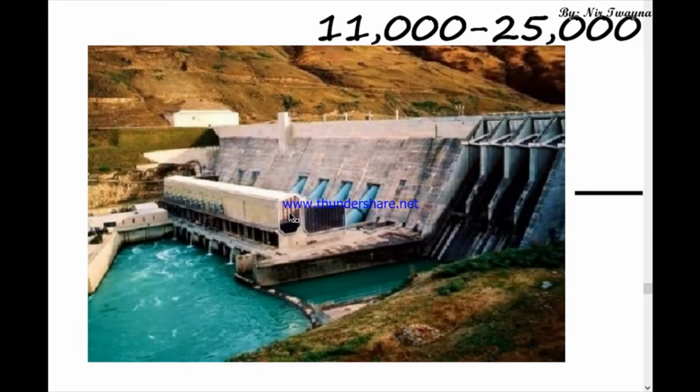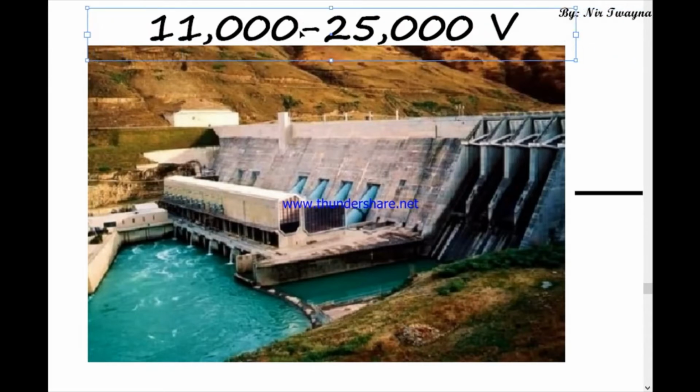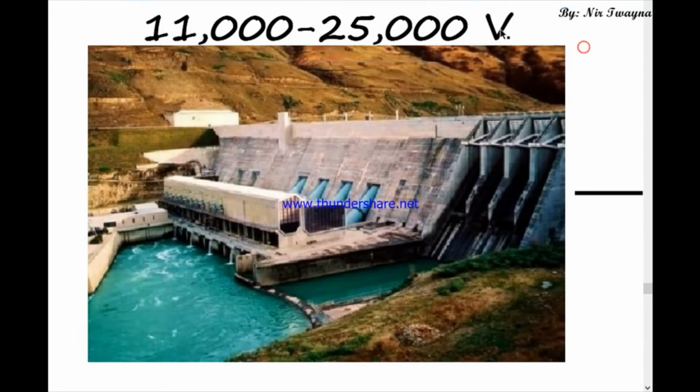A hydroelectric power plant has a generator, and that generator is capable of producing electricity at 11,000 to 25,000 volt. And the current which is produced in the hydropower station is consumed in very faraway places, in cities and industries which are very far from the hydropower station itself.